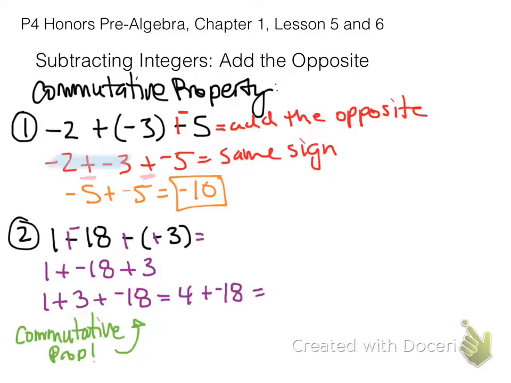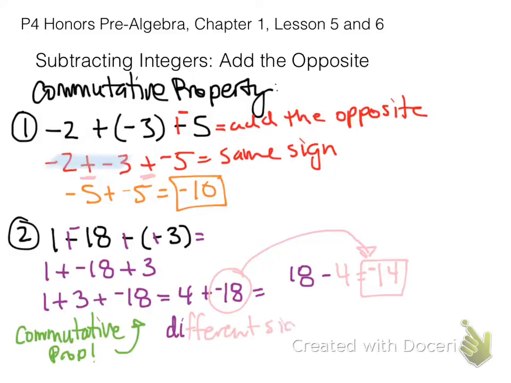4 plus 18, or 4 plus negative 18. Since the signs are different, I'm going to subtract. 18 minus 4 is 14, and since the 18 was furthest from 0, it's going to donate its sign, so negative 14. So again, this was supposed to be different signs. Different signs means to subtract. And then again, take the number's sign furthest from 0 to give you your answer.